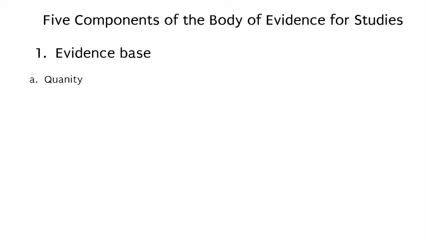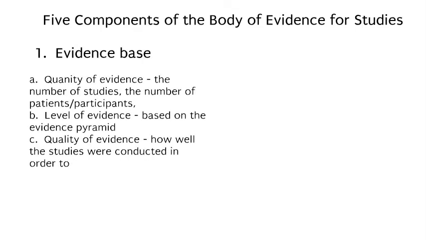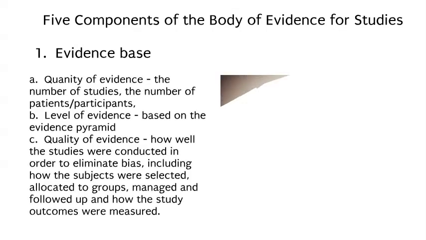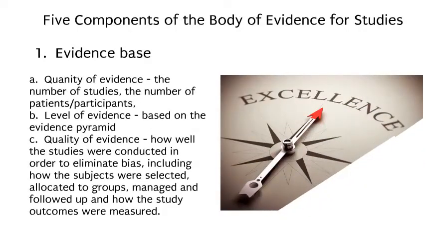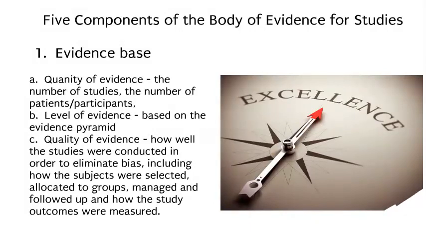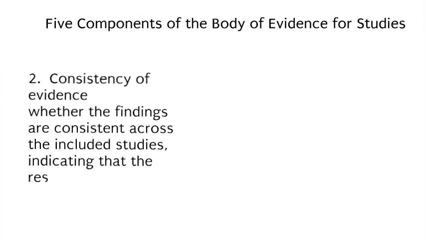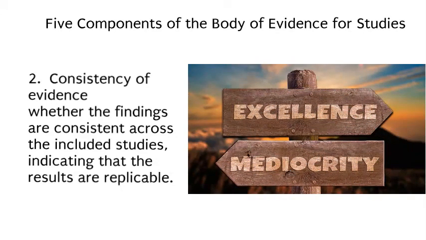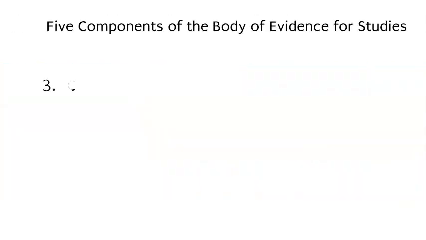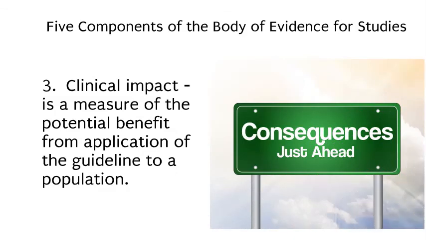With regard to the first criteria of evidence base, we have the following components. A is quantity of evidence, or the number of studies, the number of patients or participants involved in the studies. B is level of evidence, based on the evidence pyramid. C, quality of evidence, how well the studies were conducted in order to eliminate bias, including how the subjects were selected, allocated to groups, managed and followed up, and how the study outcomes were measured. Consistency of evidence refers to whether the findings are consistent across the included studies, indicating that the results are replicable.